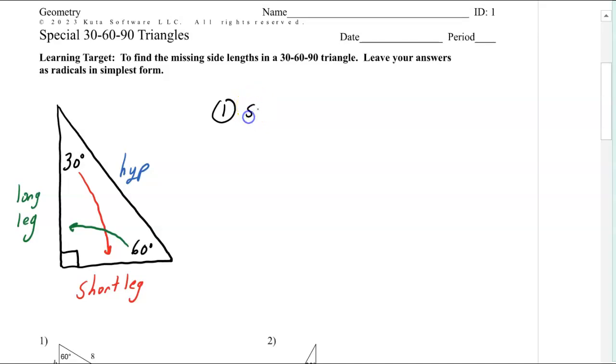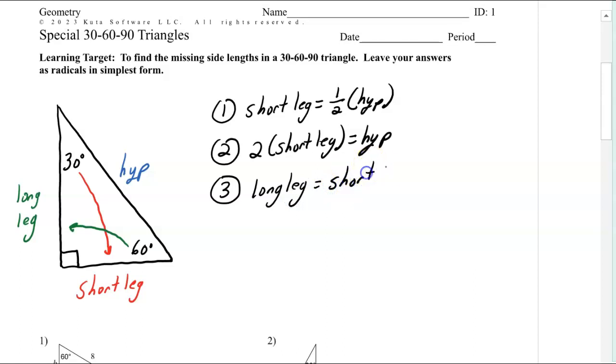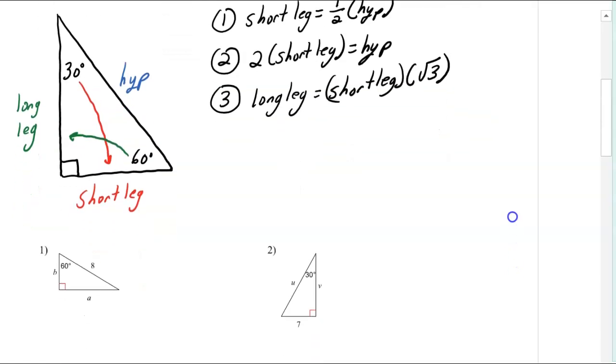Number one, the short leg is 1/2 of the hypotenuse. Second, 2 times the short leg is equal to the hypotenuse. Number 3, the long leg is equal to the short leg times the square root of 3. And we're going to look at the 4 different types of problems we've done in class.